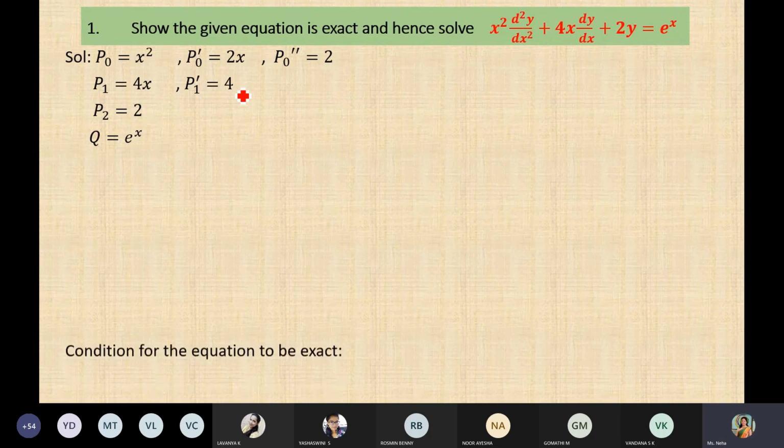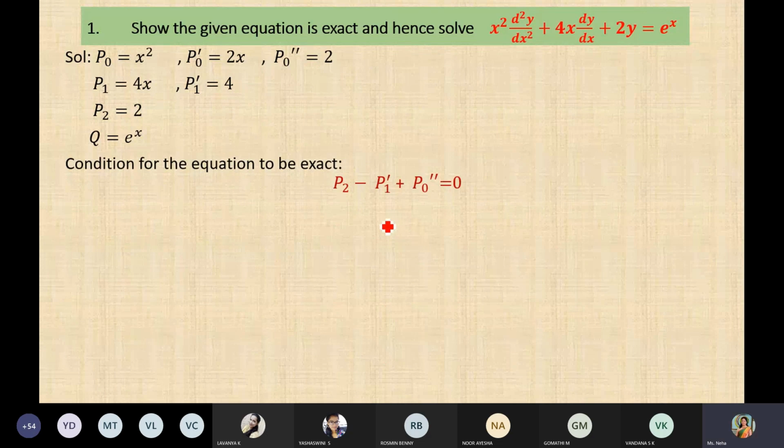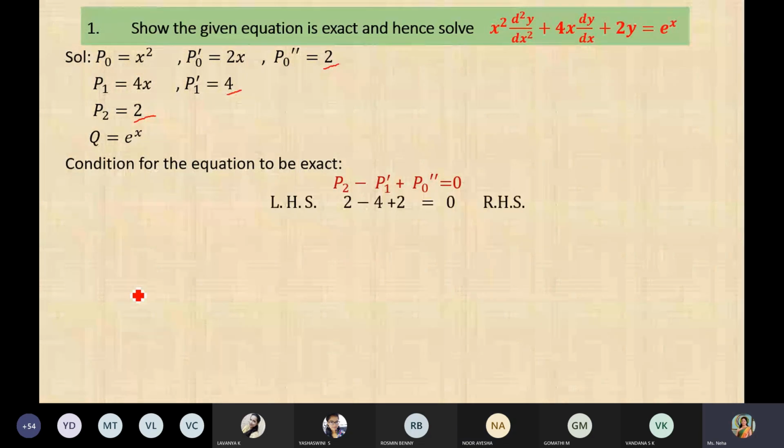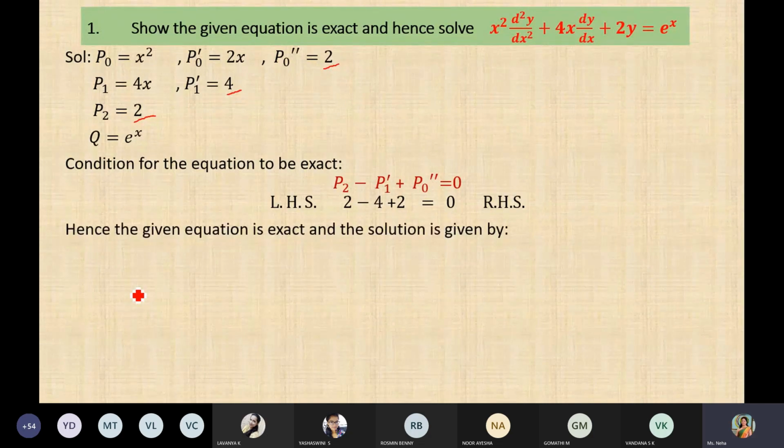What is the condition for exactness? P2 minus P1 dash plus P naught double dash is equal to 0. Can you substitute and tell me whether it's 0 or not? What is your P2? P2 is 2. What is your P1 dash? P1 dash is 4. What is your P naught double dash? It is 2. So will you get 0? Yes, ma'am. So LHS: 2 minus 4 plus 2 is equal to 0. It shows the given equation is exact, and then we will proceed to the next step.